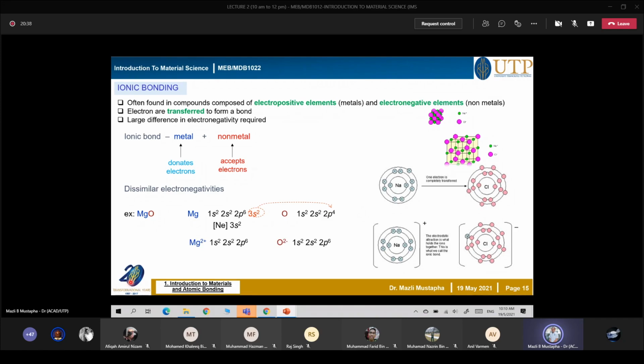This one just shows you that for magnesium we have two extra electrons, and for sodium we have one extra electron, which is donated to the oxygen. The oxygen needs two electrons to have a complete electron configuration. Then we move on.